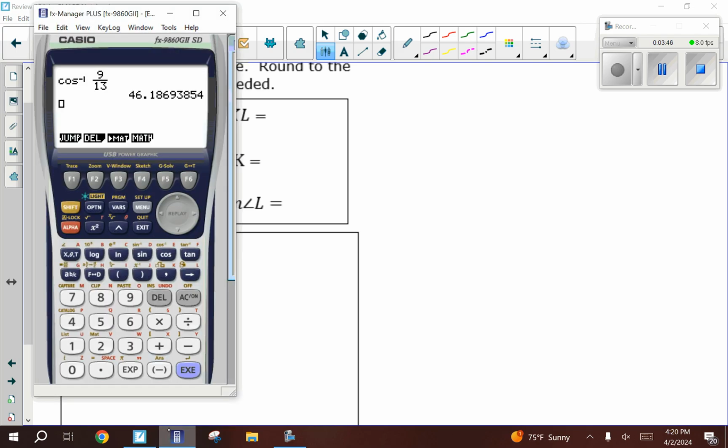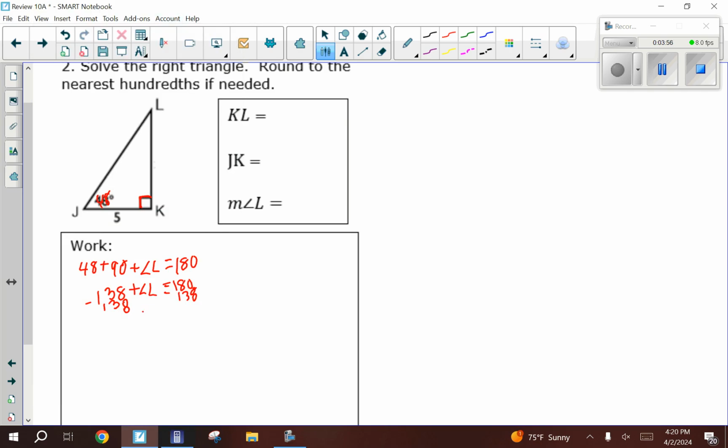You could do that in the calculator. 180 take away 138. That means that angle L is 42 degrees. So angle L is 42. So we've got our answer for this one.